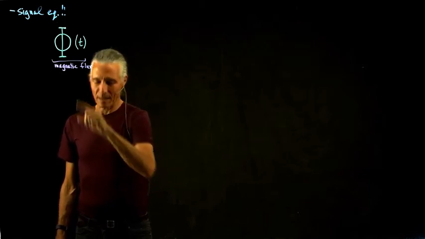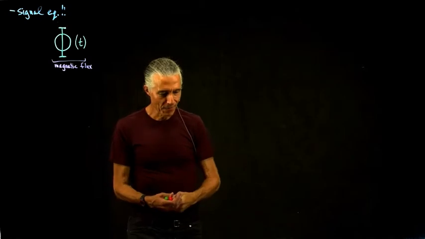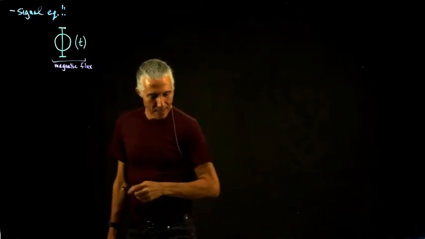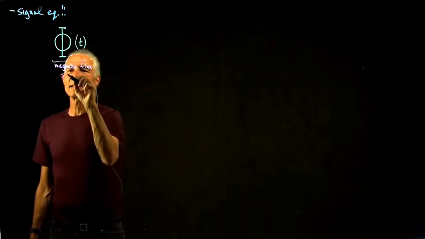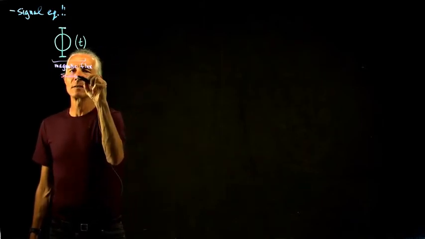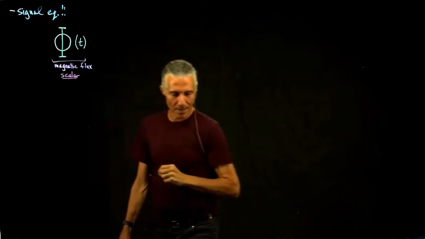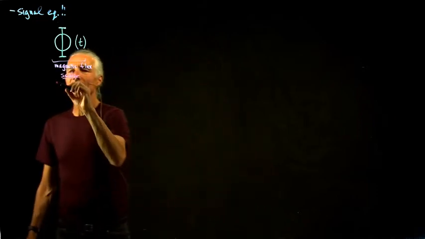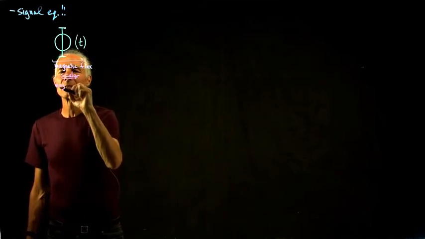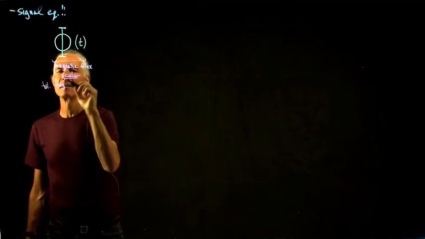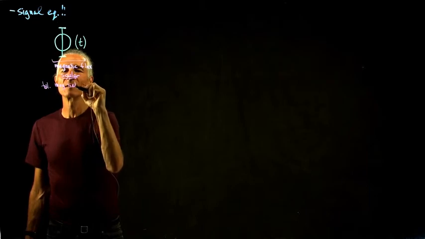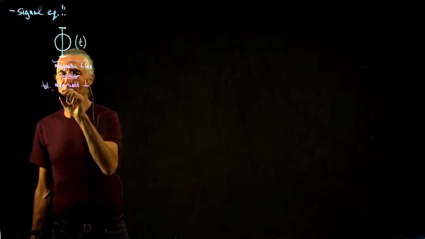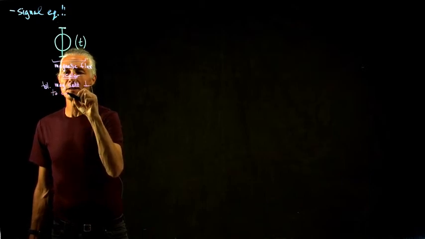And so what is the flux? You can think of it as, the flux is a scalar. It's not a vector. It's just a number. And what it is, basically, is the total magnetic field perpendicular, in the case of a simple coil, perpendicular to the coil.